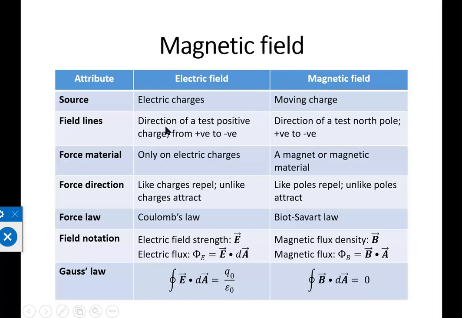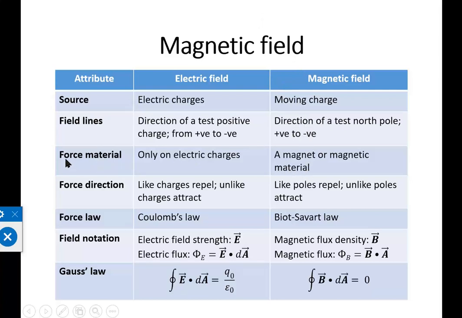The electric field lines are directed from positive charges to negative charges. It will be the direction of test positive charges. Similarly, for the magnetic field, the field lines will be directed from the north pole to the south pole. Indeed, it will be the direction of a test north pole placed in the field. So if you place a north pole in the field, the north pole will repel, and then the south pole will attract the test north pole. As you saw from the previous slide, it's analogous to this one.